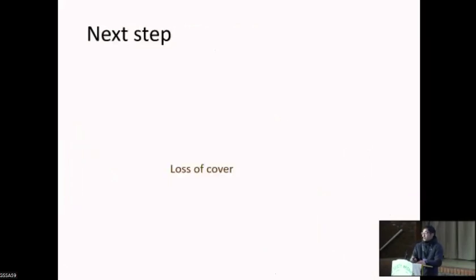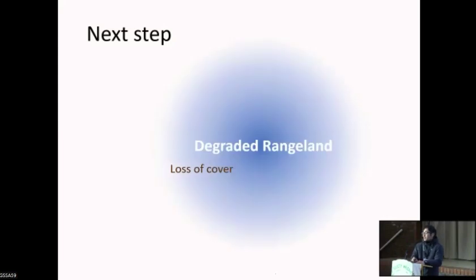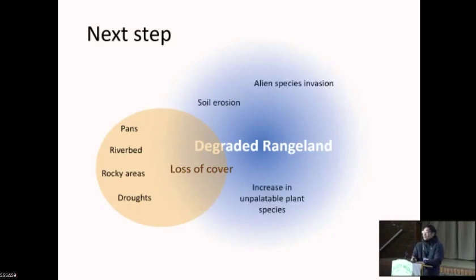So the next step. Loss of cover is just a part of degraded rangeland, as everyone knows. Loss of cover can also be from natural causes like pans, or the area having rock outcrops that are just natural. So we should not confuse two different things. The next step is to separate these things and also add a few different elements to map degraded rangeland.